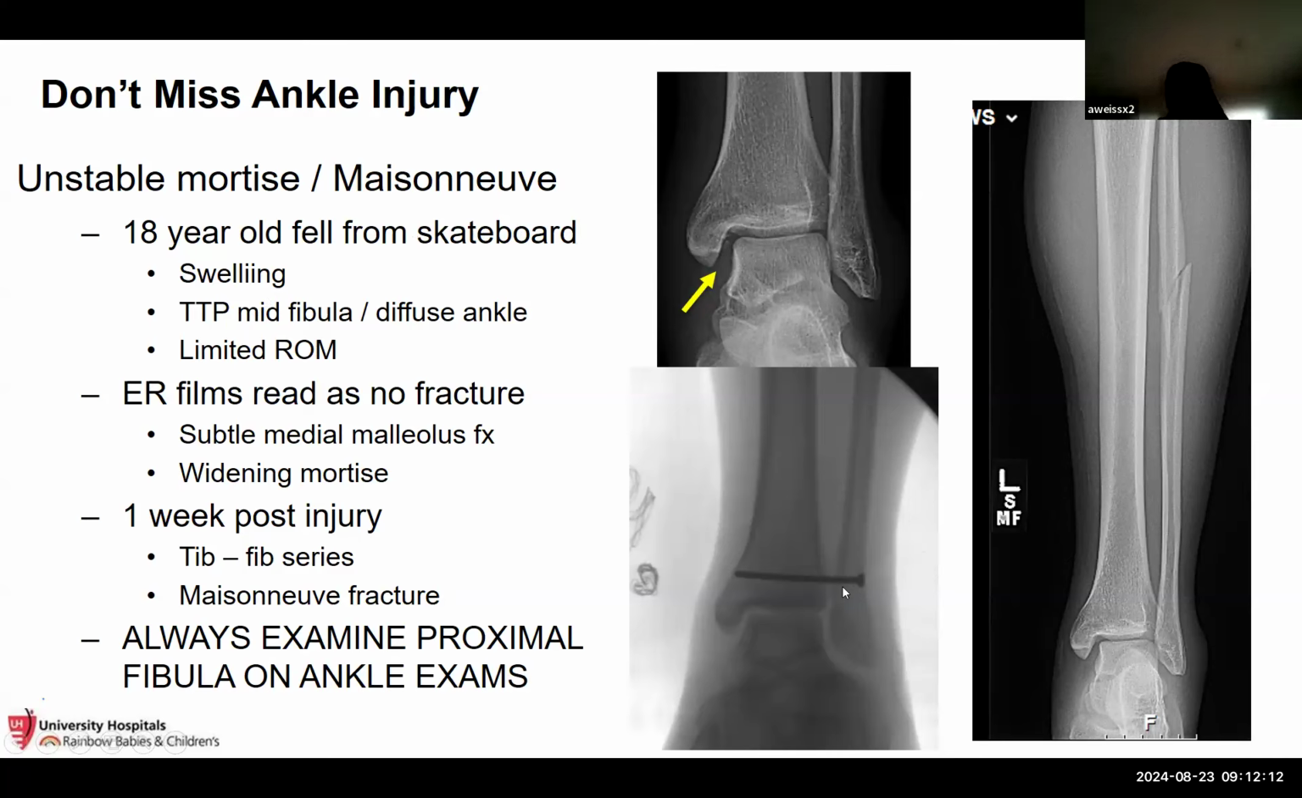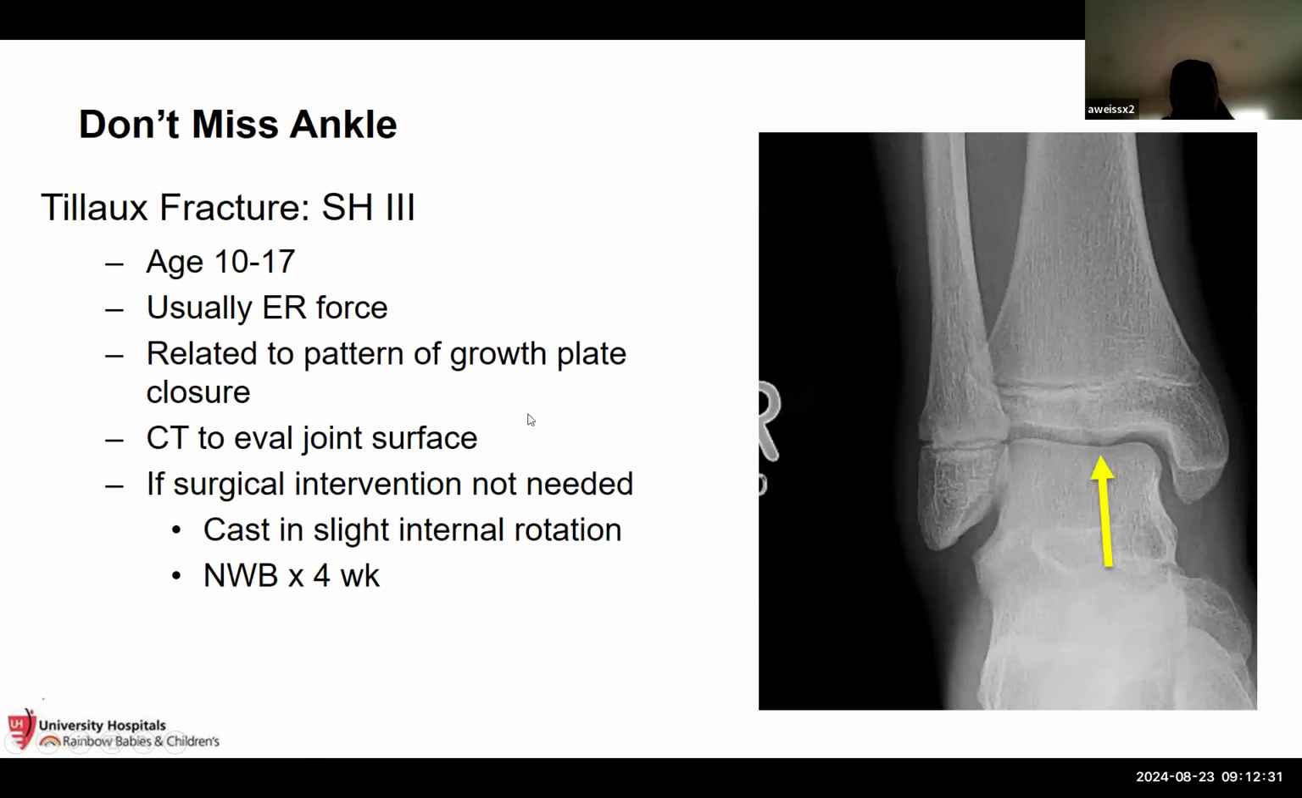So again, it is super important to make sure that you palpate the proximal fibula and that you look at your mortise views for widening of the mortise, which this kid had. So he ended up doing fine because he only presented a week later, but he was miserable longer than he needed to be because this abnormality was missed initially and because his dad was mad at him. This one, again, this x-ray was read as normal.